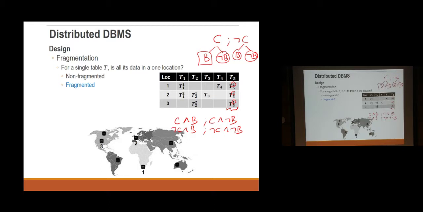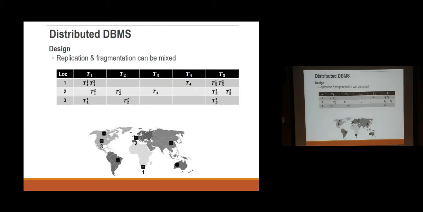Okay? So now that we have fragmentation and we have replication, usually people do not do these 2 things independently. What they do is they have a mix. You can mix and match any kind of replication and fragmentation scheme. Okay? So any questions on this?